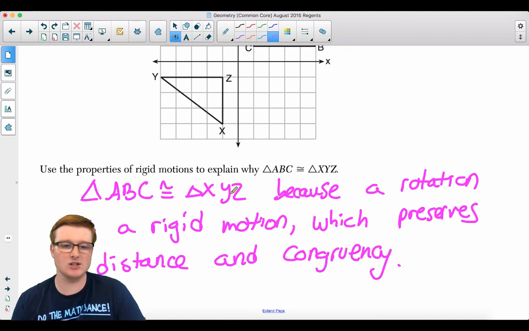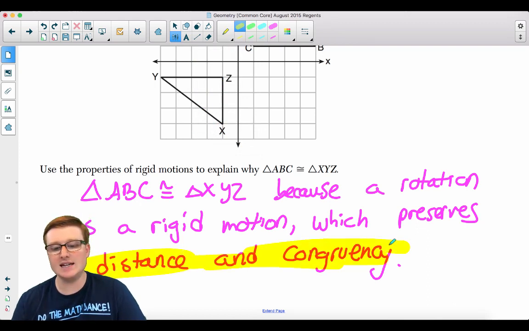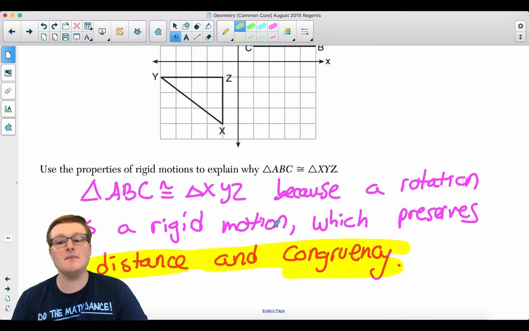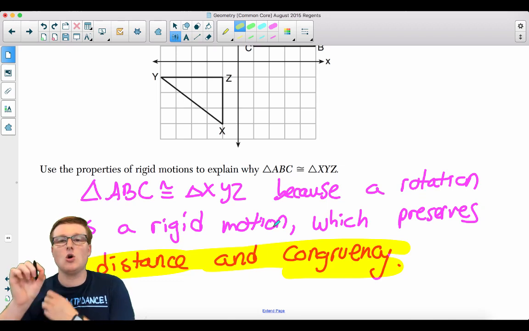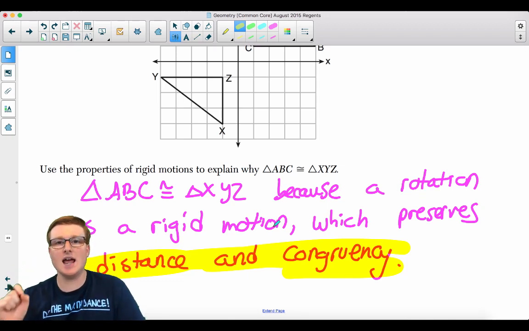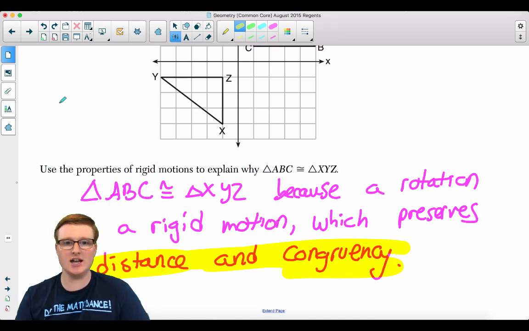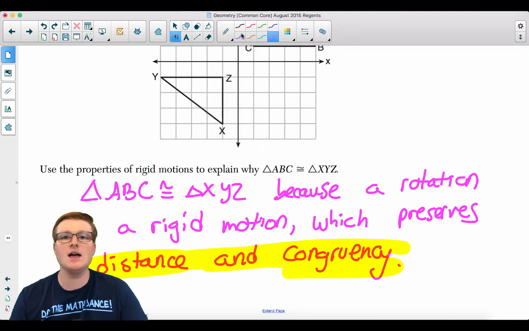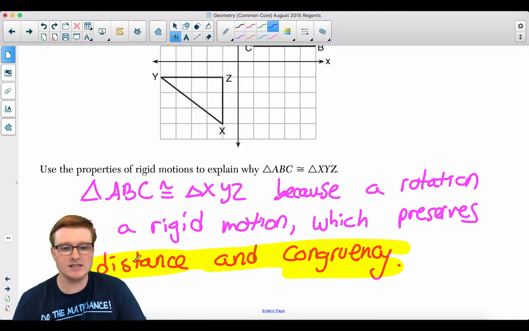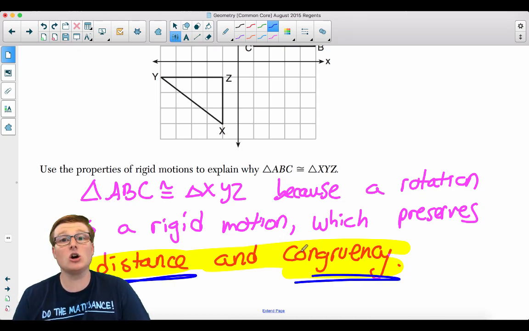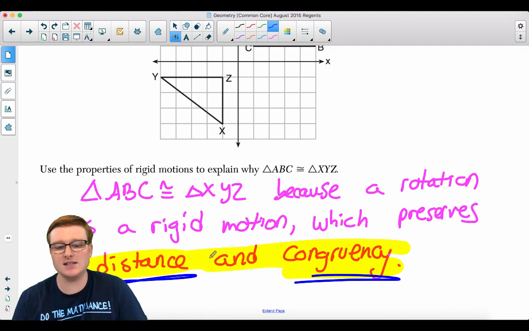Ladies and gentlemen, I want to address one issue that many people have. If you said in your answer, a rotation is a rigid motion which keeps the size and the shape, I cannot guarantee that you will get full credit. The New York State Education Department wants you to use mathematical vocabulary. That's new to the Common Core. They want you to say distance and congruency. We are big boys and girls now. We cannot say size and shape anymore. You have to say distance and congruency.